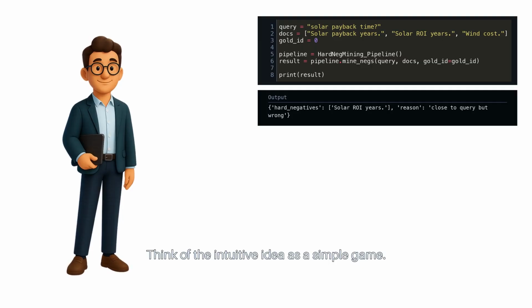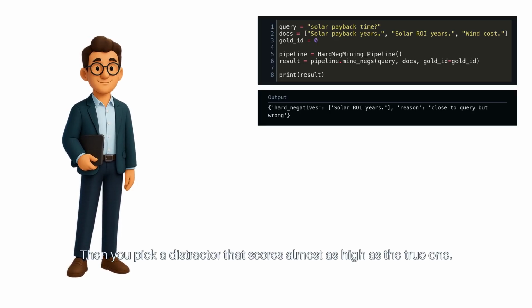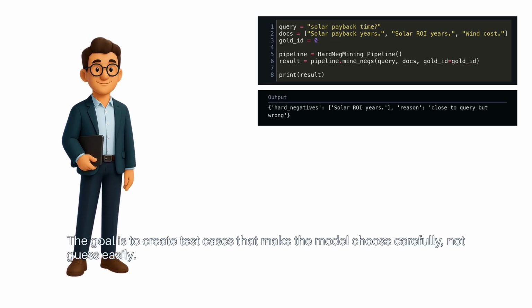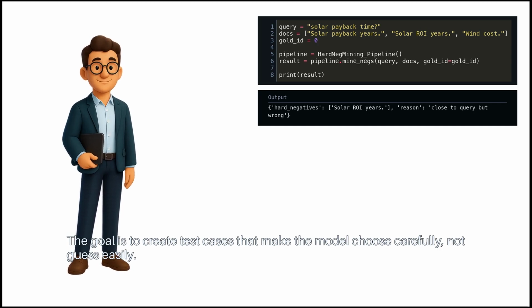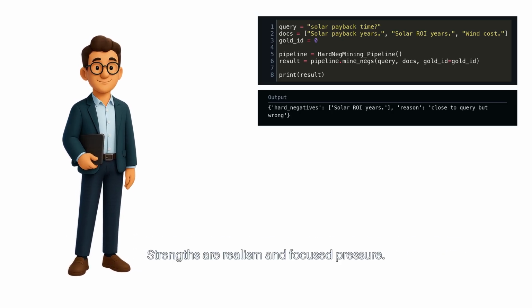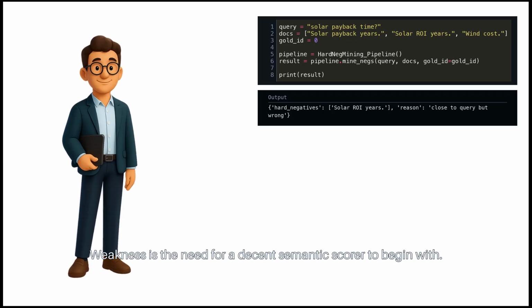Think of the intuitive idea as a simple game. You have a query and a true document. You rank all documents by semantic similarity. Then, you pick a distractor that scores almost as high as the true one. That distractor is your hard negative. Adding a small lexical filter keeps the distractor on topic. The goal is to create test cases that make the model choose carefully, not guess easily. Strengths are realism and focused pressure. Weakness is the need for a decent semantic score to begin with.